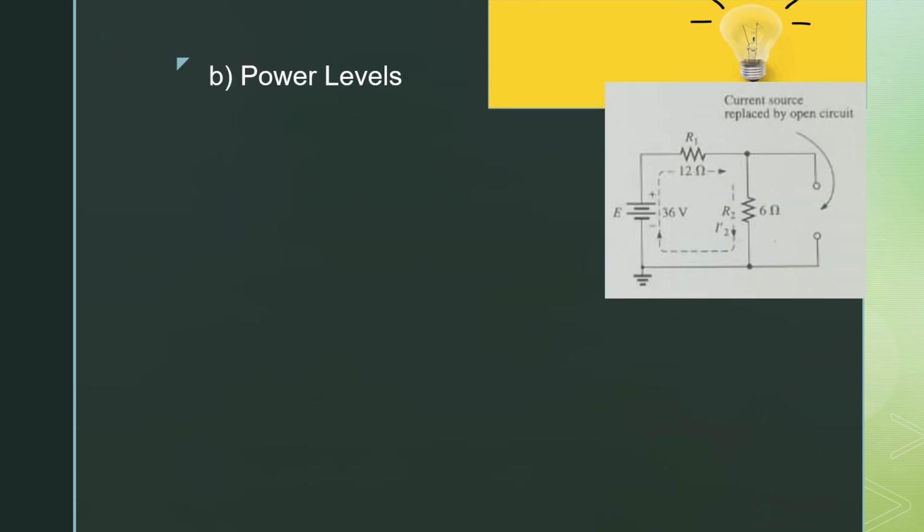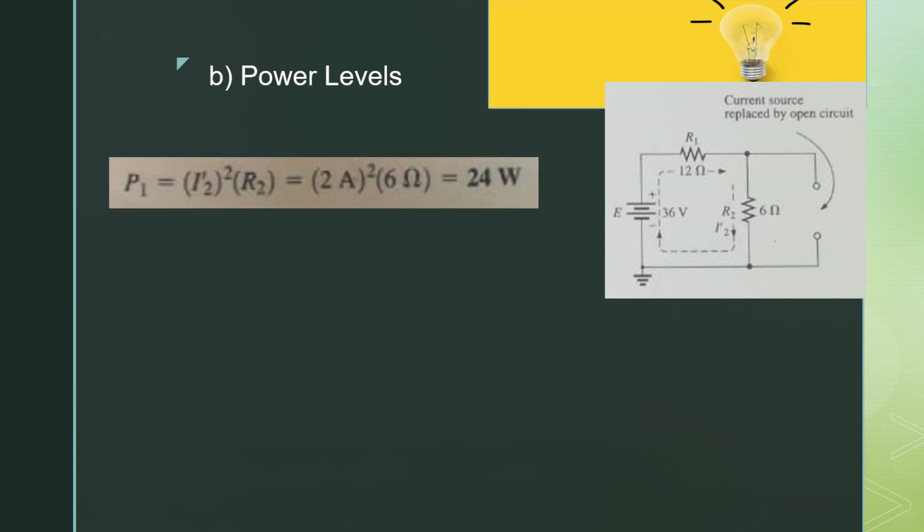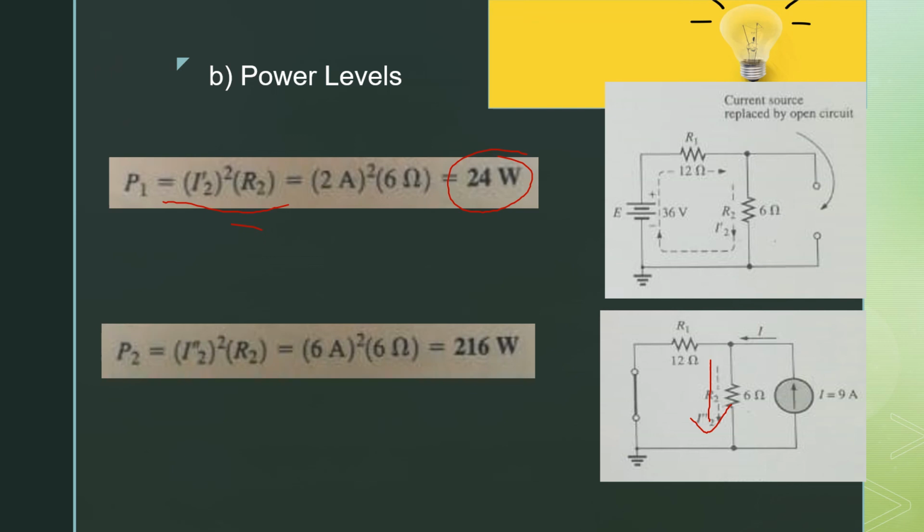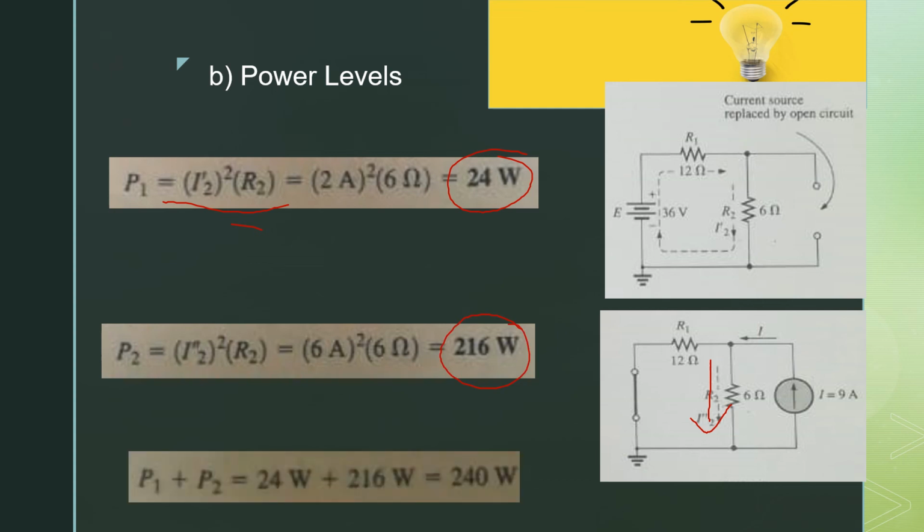Now, solving for the second part of the question, power levels. From the figure you will see that the current I2 prime is flowing in the downward direction, which is equal to 2 amperes. So the power is I2 prime squared into R2, which is equal to 24 watts. Now when we take the current source, the current I2 double prime flowing in the downward direction is equal to 6 amperes. When we substitute the values in the power relation, we get 216 watts. So the net power because of these two currents is P1 plus P2, where P1 is 24 watts and P2 is 216 watts. The total power is equal to 240 watts.